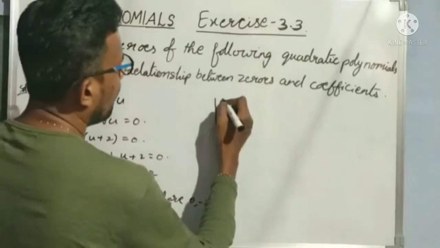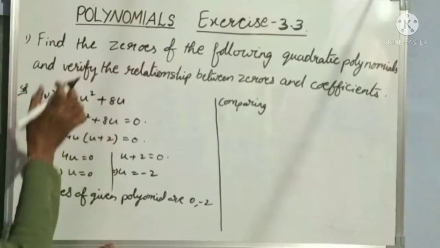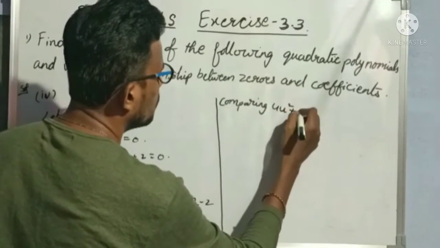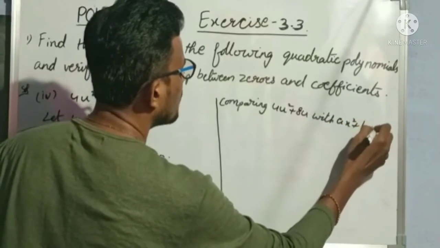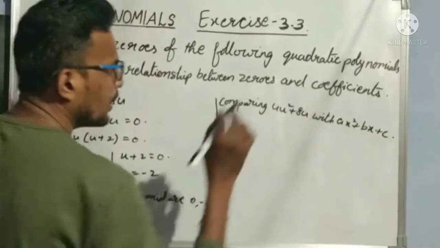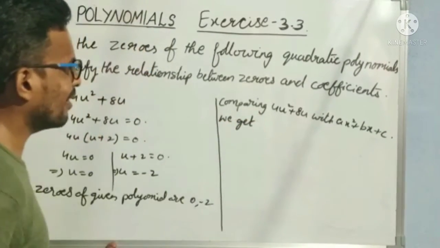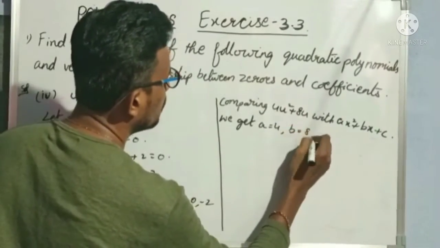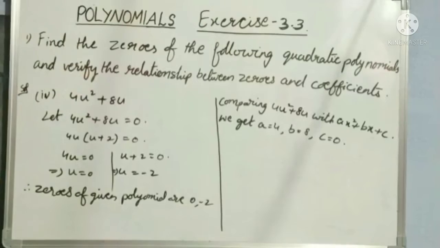Now we want to compare. So comparing which polynomial? This quadratic polynomial with our general quadratic polynomial. So 4u square plus 8u with ax square plus bx plus c. Okay. So this polynomial we have to compare with our general polynomial and write down the values of a, b, c. Okay. So a is equal to, what is the value of a we are getting? 4. b is equal to 8. c is equal to 0. Why? Because here we don't have any constant. So c is equal to 0.